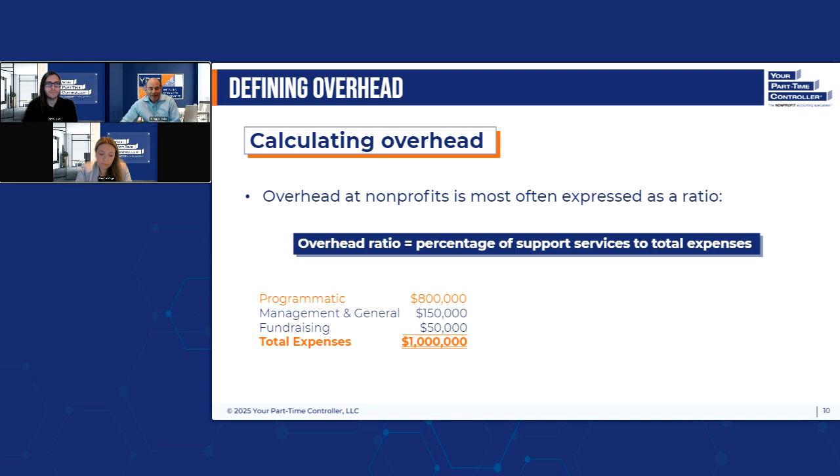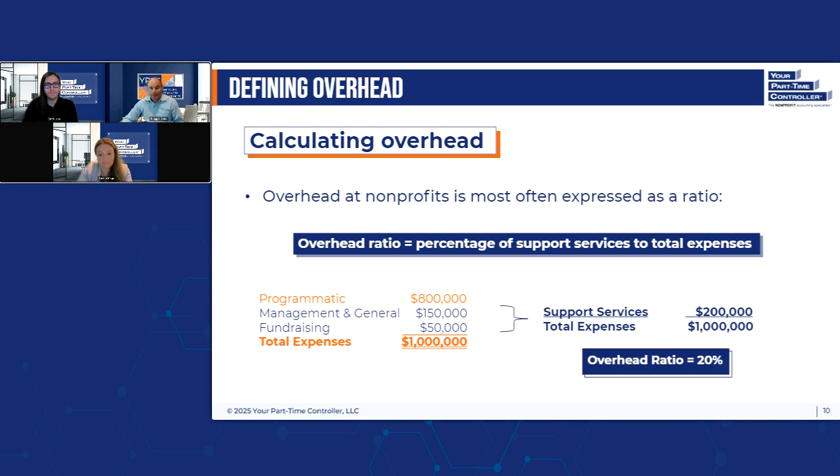So let's look at an example. Here we see an organization has total expenses of $1 million. If we look at our management and general expenses, they are $150,000, and our fundraising expenses are $50,000. So our total support services are $200,000 over that $1 million of expenses. So our overhead ratio is 20%.